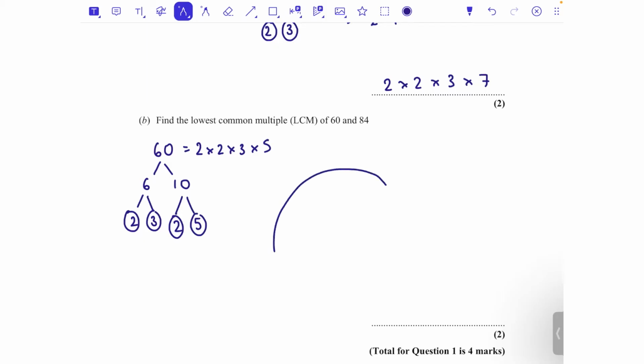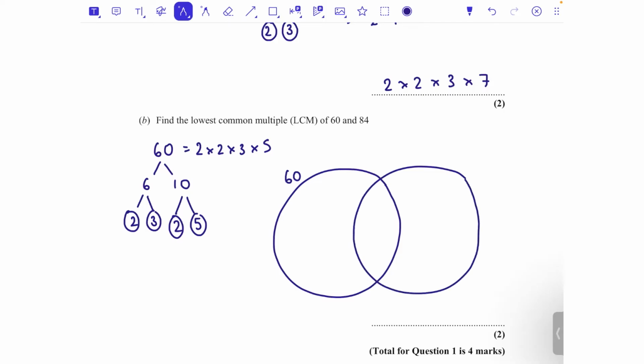I'm now going to do a Venn diagram. This circle is going to be for 60, and this circle is going to be for 84. And we're now going to look at both of these and fill in that Venn diagram. So they've both got a 2 that can go in the intersection. They've both got another 2, so that can go in the intersection as well. And they've both got a 3, so that can go in the intersection as well. I've got a 5 left over on the 60 that I haven't used, and I've got a 7 left over on the 84 that I haven't used.